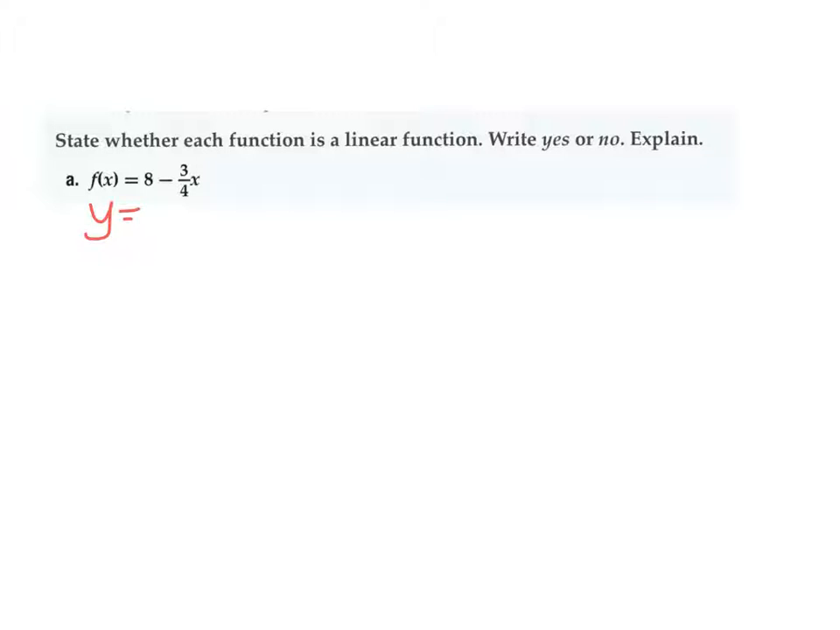Is there a variable under a radical? No, there's not even a radical in this problem. Are there variables multiplied together? No. So this is why I was making the distinction here. This does not mean f times x. This is f of x. It's a function with the input value x. So none of the conditions are a problem. This equation meets all the conditions. So therefore it is linear, yes, and then you have to write all the 4 things down.